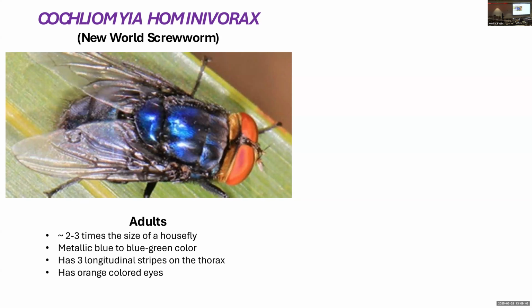Now, I said something about the colors. And then the unique thing about the fly itself is the presence of 3 dark bands on the thorax. But as I said, once you see a fly that is big, a little bigger than your regular housefly, and is bluish or tending towards a greenish color, you start suspecting that you're dealing with Cochliomyia. There are so many other flies that could look like this, but this is usually the characteristic. And then you see these orange colored eyes.